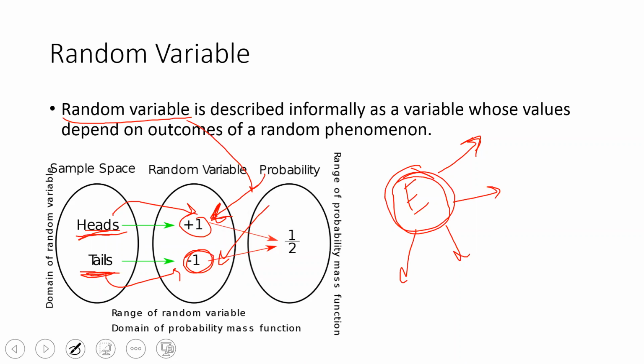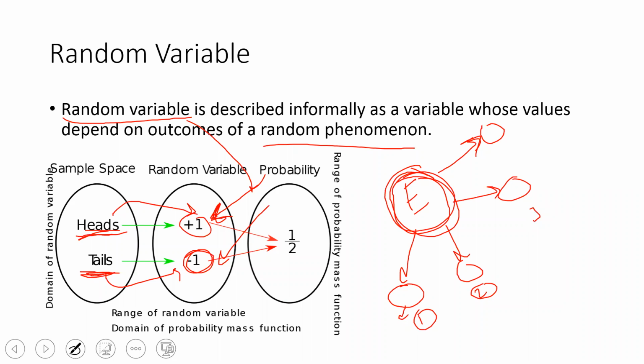So a random variable is a variable whose values depend on the outcome of a random phenomenon. I perform the experiment and get some outcome, and for every outcome I assign a number like 1, 2, 3, 4. These numbers that I'm giving are known as my random variables.